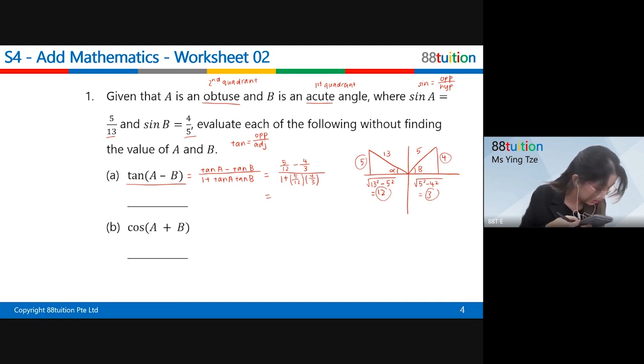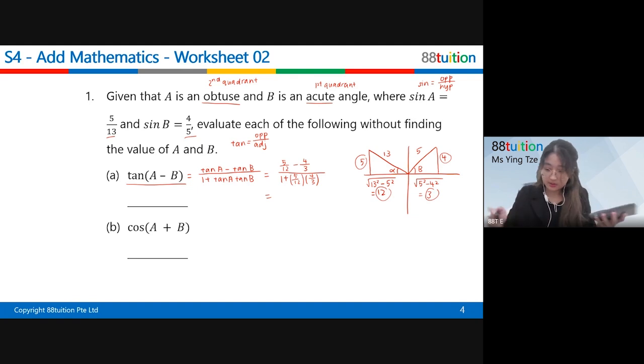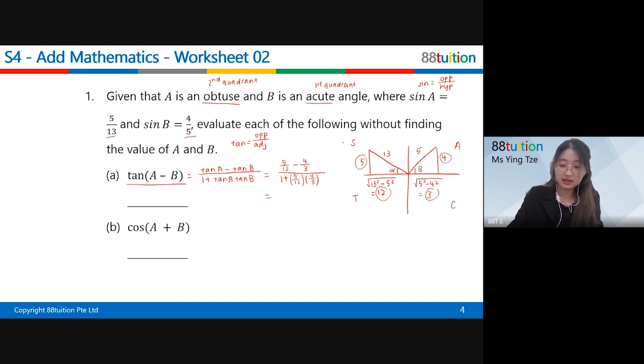Wait, let me check. Oh wait, sorry, I made one mistake here. Because it's in the second quadrant, the tangent, remember our ASTC? The tangent is negative in this quadrant.